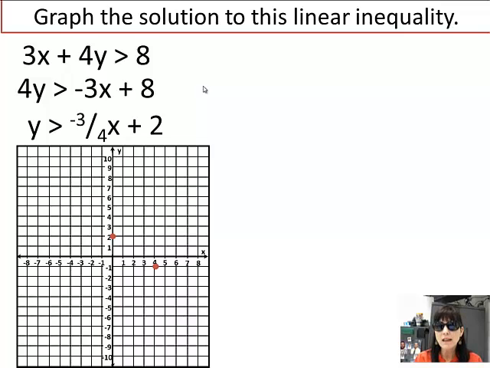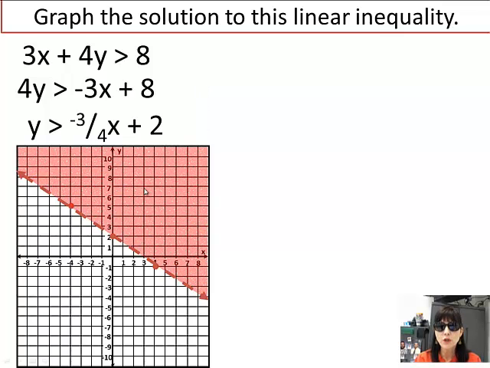Is it going to be a solid line, or is it going to be a dotted line? I hope you guys have figured it out already. Of course, it's going to be a dotted line because it's just greater than. It does not include the points on the line. Are we done? Of course not.